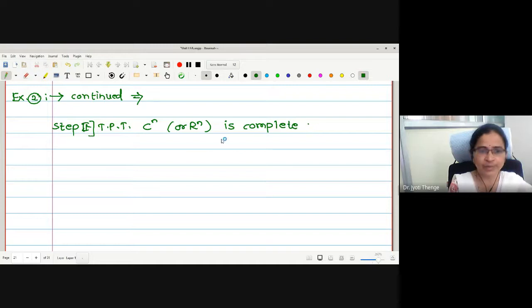What one has to do for completeness? We will start with one Cauchy sequence in the corresponding space, and we will prove the Cauchy sequence is convergent and converges to a point in the same space. That is what the job is. Therefore, what should I start with? Let me start with one Cauchy sequence in Cn.